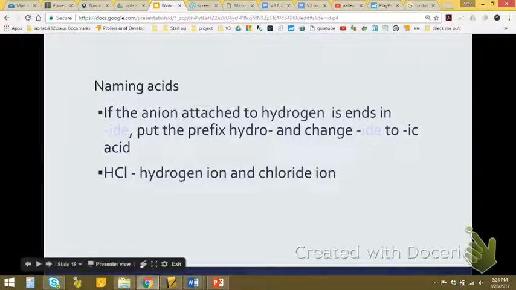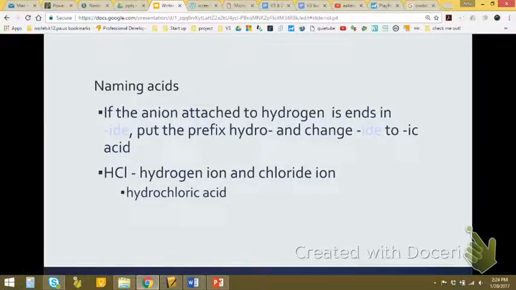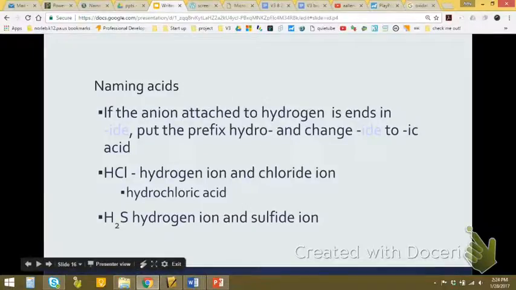For example, HCl is a common acid that is found in your stomach. It's what breaks down and digests your food particles. HCl is a hydrogen ion and a chloride ion, so we call this hydrochloric acid. We have the hydro for the hydrogen, we add chloric, and then we add acid to the end. H2S is a hydrogen ion and a sulfide ion, so this becomes hydrosulfuric acid.